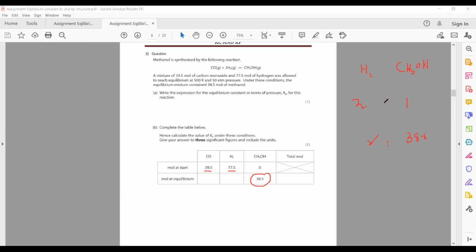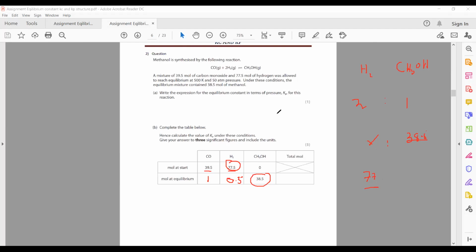Cross multiply, so this will be 38.5 multiplied by 2. That gives you how many moles reacted, but you don't want how many moles reacted. You need how many are left at equilibrium. So originally 77.5 and reacted 77, so you're only left with 0.5. And then the ratio between them is 1:1. So the same 38.5 moles will react for carbon monoxide, and 39.5 minus 38.5 gives you 1 mole.